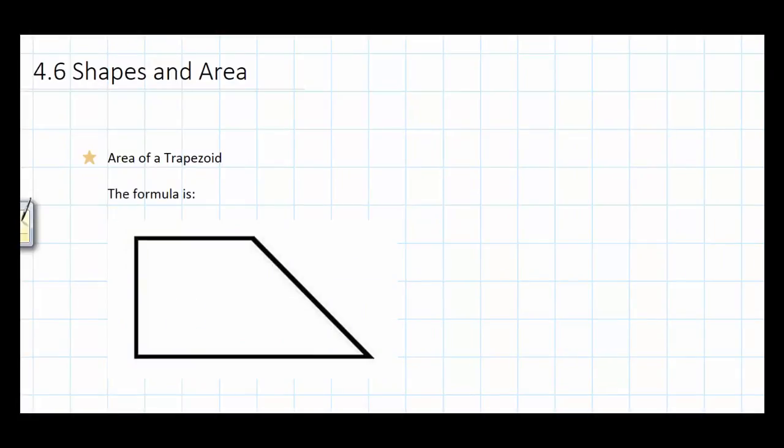Area of a trapezoid. The area for a trapezoid is 1/2 times the height times the top base plus the bottom base.